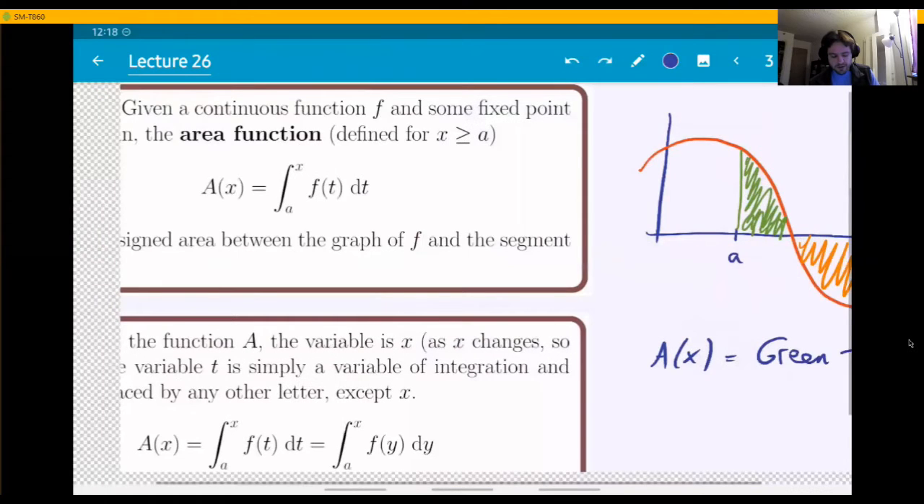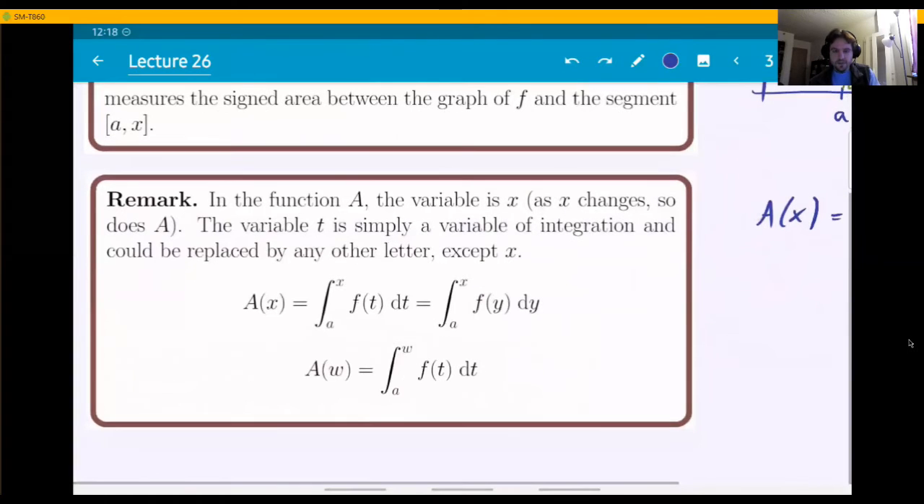Okay, so the remark that I have down here is the same that I just said. In the function A, the variable is x, because as x changes, so does the value of A. Here's the x. The variable t inside is just a variable of integration, and you can call that anything you want except x or a, if you really want to be pedantic, like this little a is also being used. So yeah, you can write the A of x function also as this, for example. That's the same thing, where I changed the variable of integration to y. Or you can also define this function as, let's write its variable as w, because why not? So you have a w instead of x up there. This is all the same expression.